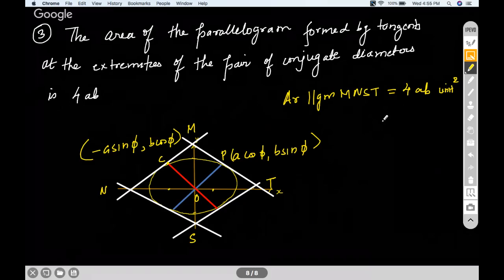Guys, if you see any parallelogram, okay, any parallelogram if you construct, we know that area of this parallelogram is base into height, right? So how can we use this concept over here to solve this problem?